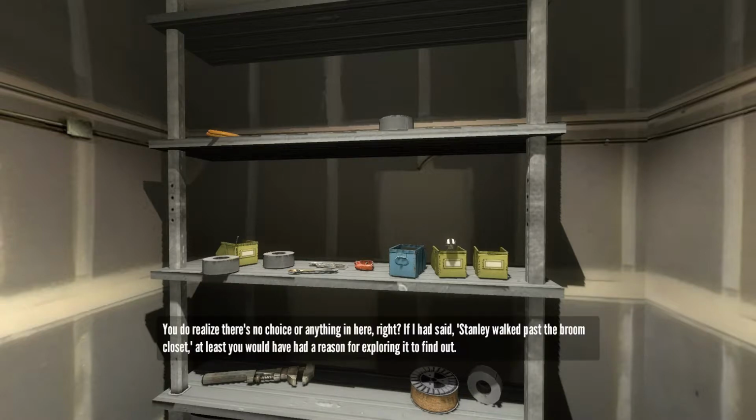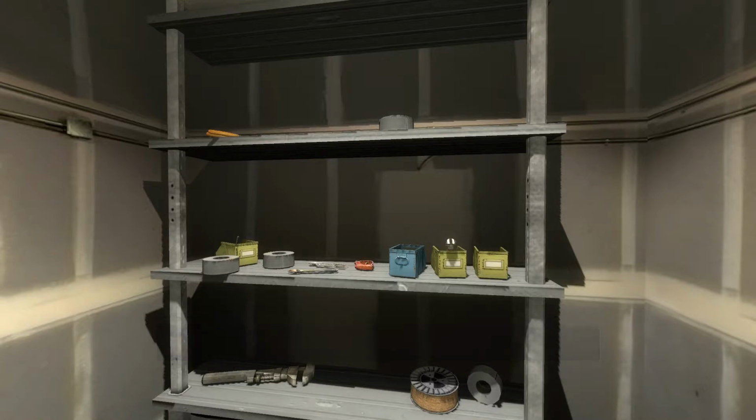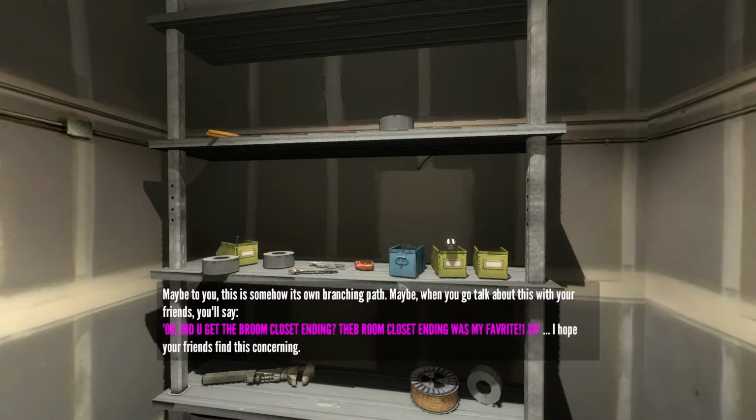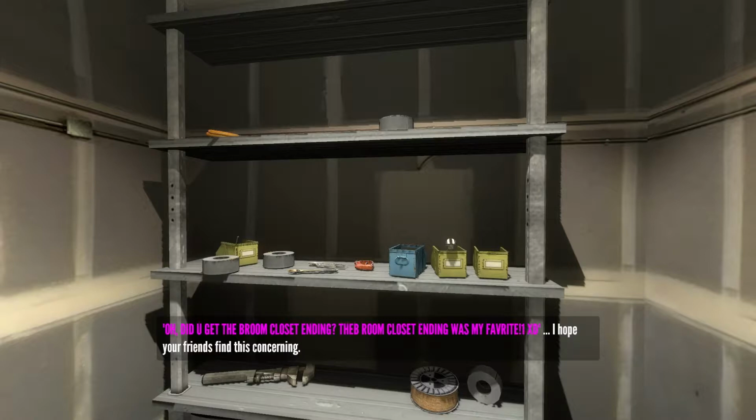You do realize there's no choice or anything in here, right? If I'd said Stanley walked past the broom closet, at least you would have had a reason for exploring it to find out. But it didn't even occur to me because literally this closet is of absolutely no significance to the story whatsoever. I never would have thought to mention it. I'm not leaving. Maybe to you this is somehow its own branching path. Maybe when you go talk about this with your friends, you'll say, "Oh, did you get the broom closet ending? The broom closet ending was my favorite." I hope your friends find this concerning.